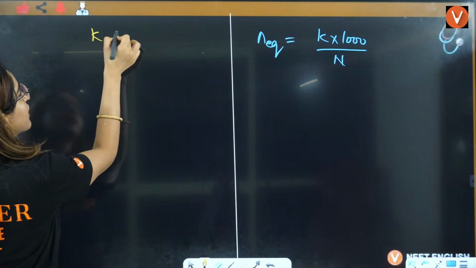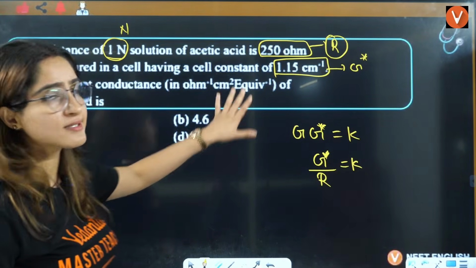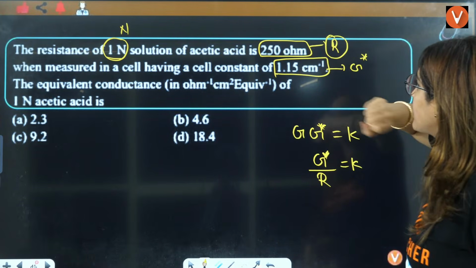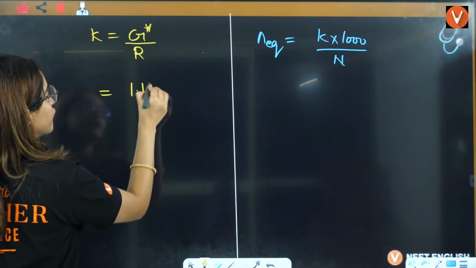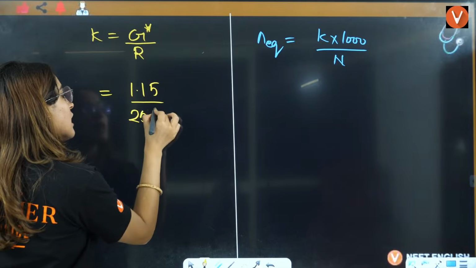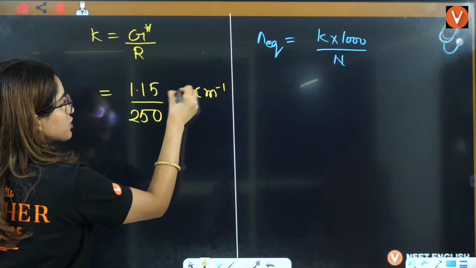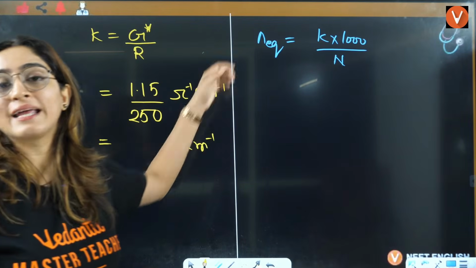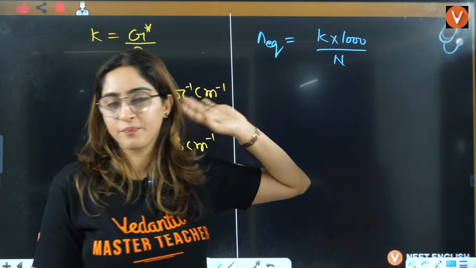Kappa is equal to G star by resistance. Now, what is this G star, guys? You also have to take care of the units. This G star is per centimeter, and this is ohm. So this is 1.15, and the resistance is given to be 250. This was per centimeter and this was ohm, so it will become per ohm, so the answer is going to be Siemens per centimeter. That's why I need to apply this formula and multiply 1000 over here, not here.